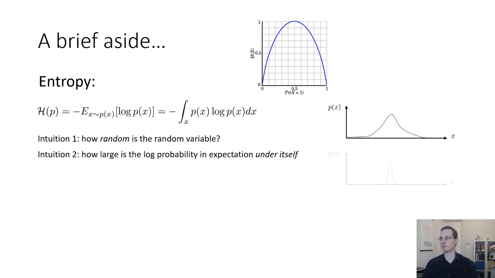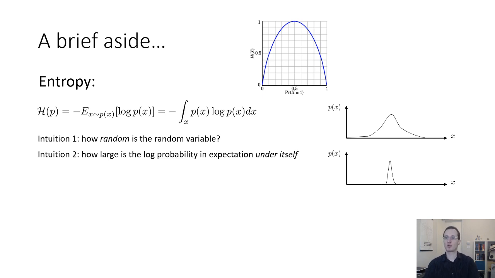So, for example, if you have two distributions like this, these are now continuous value distributions. We could ask, well, which one has the higher entropy, the top one or the bottom one? Take a moment to think about this question. Make a guess. Does the top have higher entropy or does the bottom have higher entropy?